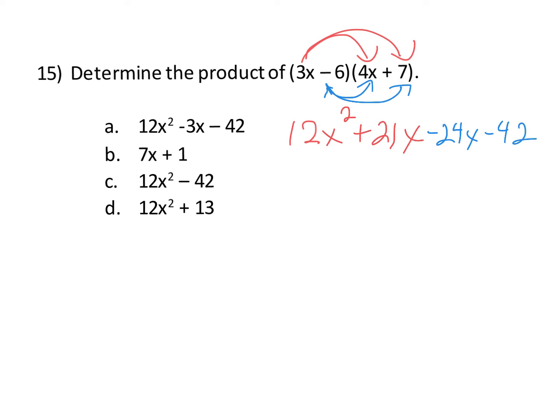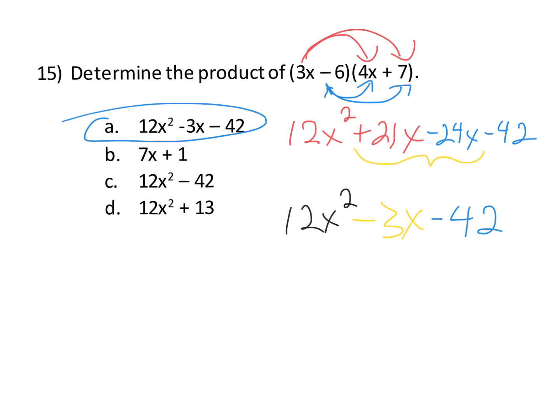We end up with these like terms in the middle. We have 21x minus 24x. That's going to give us negative 3x. So we're going to end up with 12x squared. And then our combined like term is minus 3x. And then finally, our last term is minus 42. So you can see your correct answer here. All right, and that will be the end of part 3.